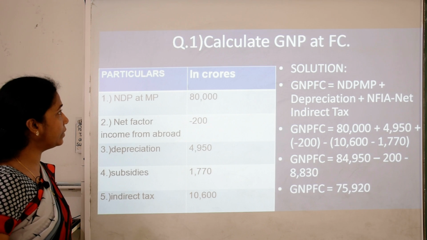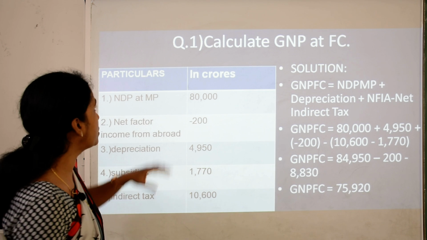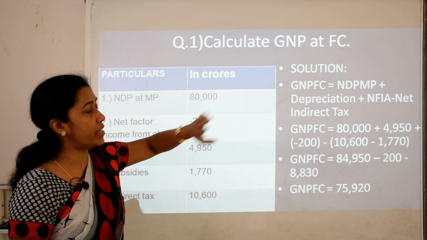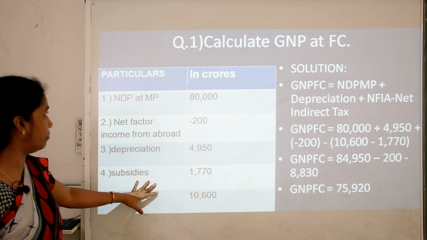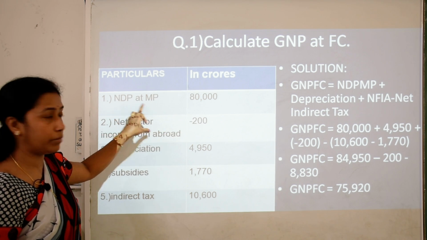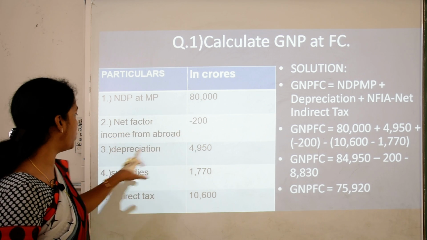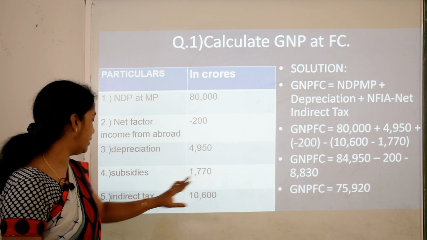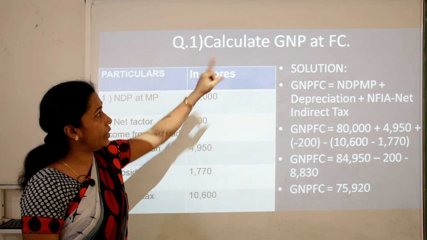Now after that, we try to calculate the questions which are already given in your books. So the first question is, you are told to calculate GNP, that is gross national product at factor cost. These are the things given in the question, particulars in crores. You can see NDP, net domestic product at market price, is given as 80,000, net factor income from abroad minus 200, depreciation 4,950, subsidies 1,770, indirect tax 10,600, and you need to calculate gross national product at factor cost.